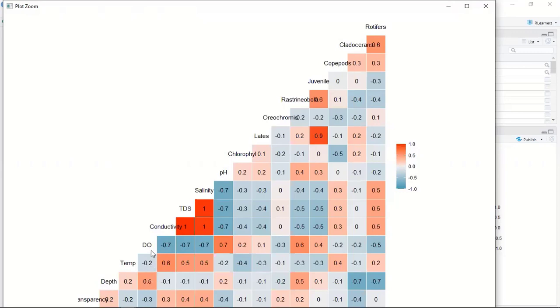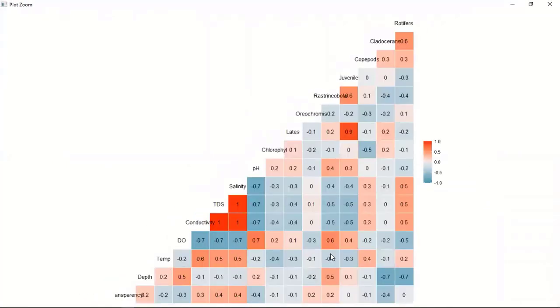This is depth and the DO, they meet at 0.5. So they have a correlation. So as the depth increases, the dissolved oxygen increases. As the depth increases, temperature increases, but it should decrease anyway. But that's the data that you're using, someone's data. You don't know how accurate it was. So this is how you generate a correlation matrix.